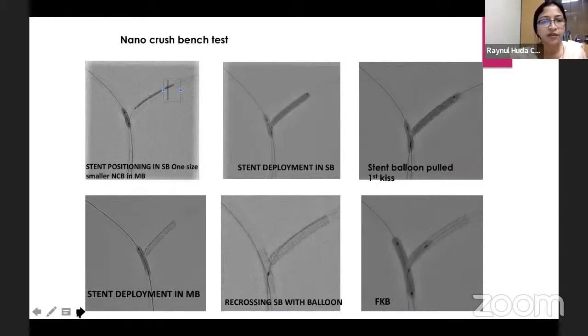What we usually do: the stent is positioned in the side branch, and a one size smaller NC balloon is in the main branch. Stent deployment in the side branch, then the stent balloon, then the stent is crushed with the main branch balloon. Then the stent balloon is pulled out and simultaneous balloon inflation is done. That is the first case, then second stent deployment in the main branch, recrossing of the side branch with a balloon, then final kissing. This is in short the nano crush technique.